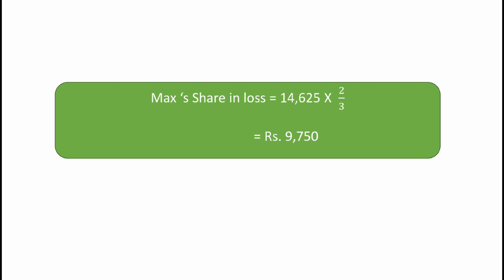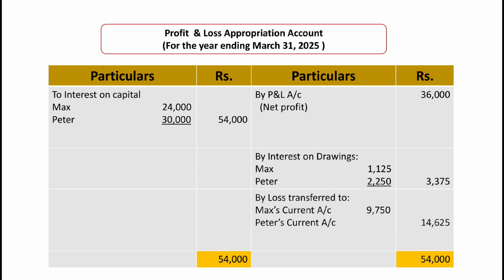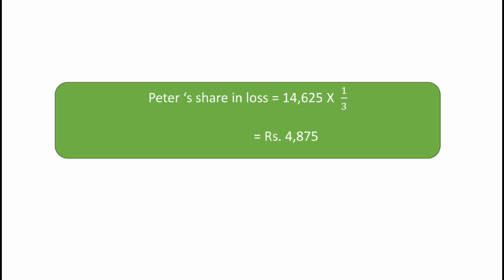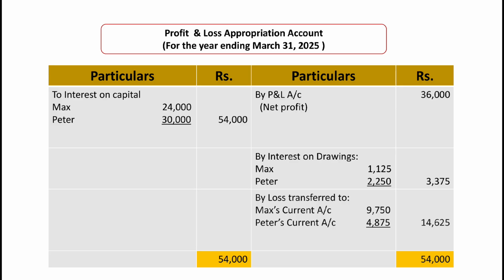So we'll write 9,750 in front of Max's current account. And then Peter's current account. So Peter's share in loss, 14,625 total loss into 1 upon 3, 4,875. That we will write, and the total is already written. So here the profit and loss appropriation account is completed. This is a question in which interest on capital is treated as charge against profit.